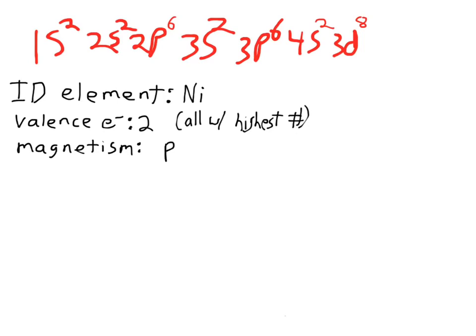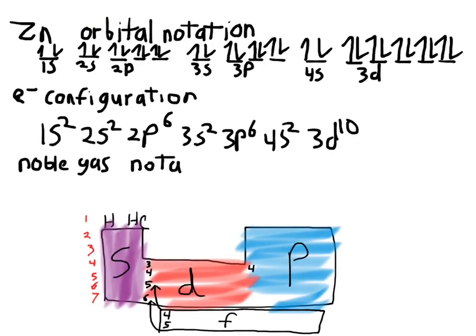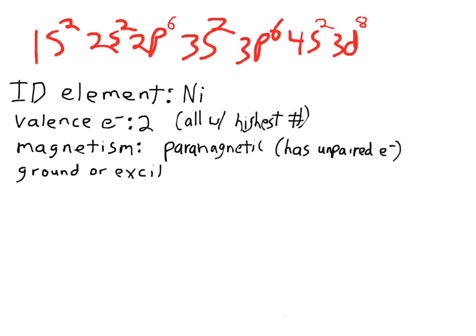And what would the magnetism be? So paramagnetic means it has unpaired electrons. Diamagnetic means all electrons are paired up. So it's kind of hard to see with this notation. It would be easier to see with the orbital notation that the electrons are not all paired up. So it would be like this one, except for these last two here would not have doubles in them, just single electrons.